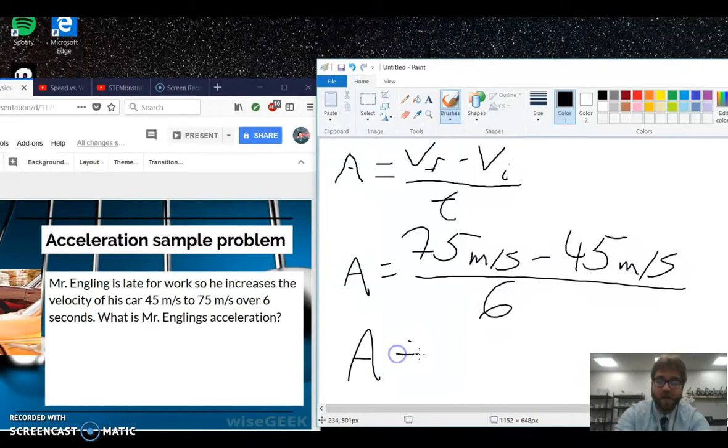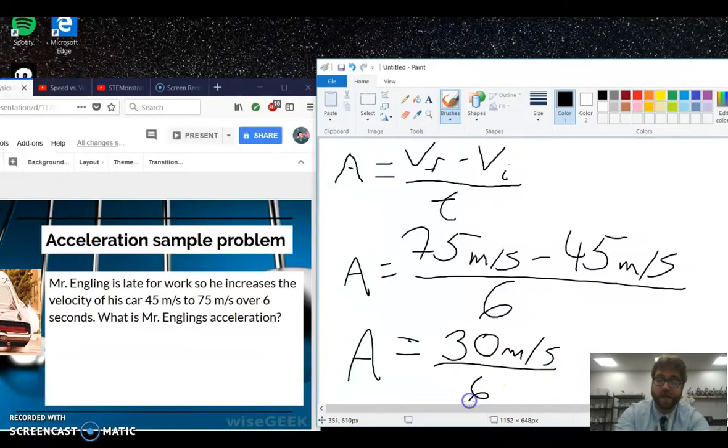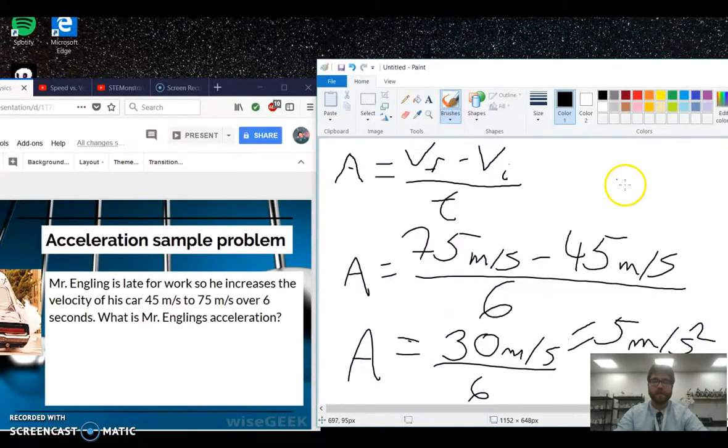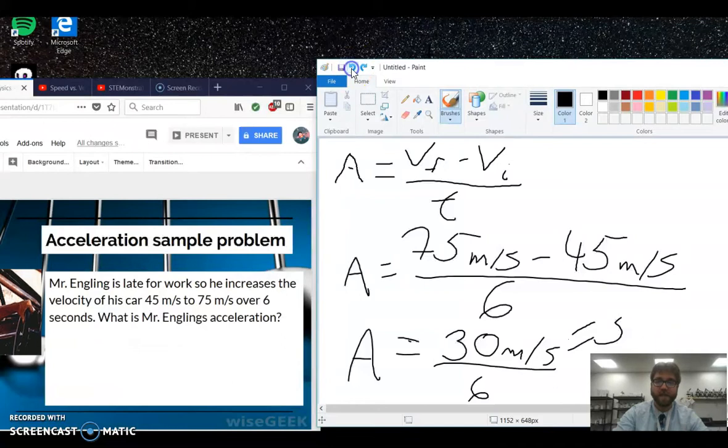Now, if you want, you can use a calculator on the test, but this is pretty simple math. 75 minus 45 is 30 meters per second over 6. And that will give us 5 meters per second squared. There is our acceleration.